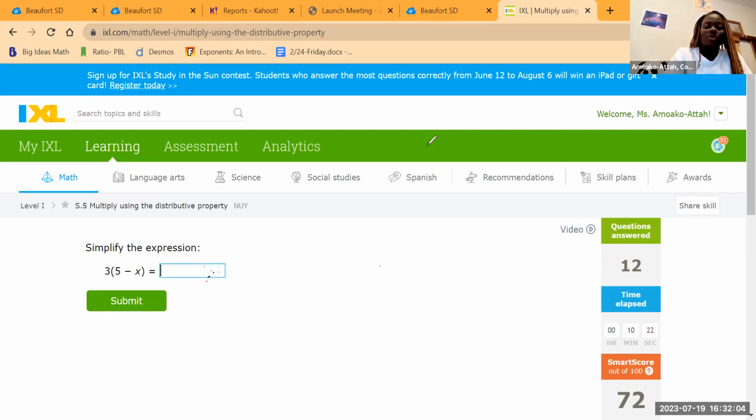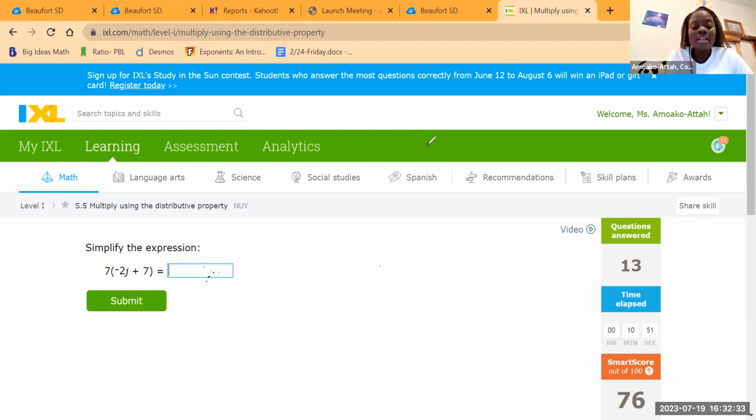3 times 5 is what? 15. Then minus 3x. Again, there's a silent one right beside the x, which makes it 3 times 1, giving you 3. Then you bring your x to attach to it. Good job. Let's go.